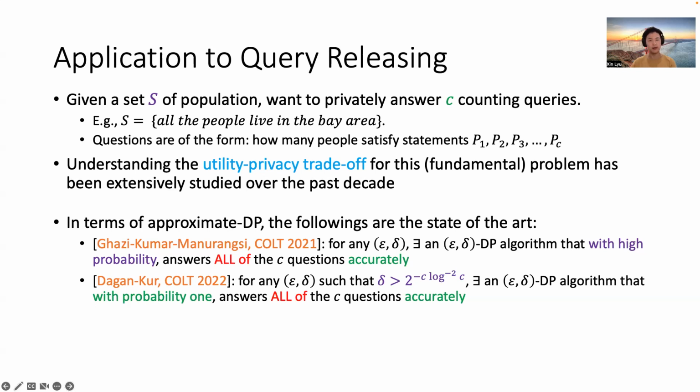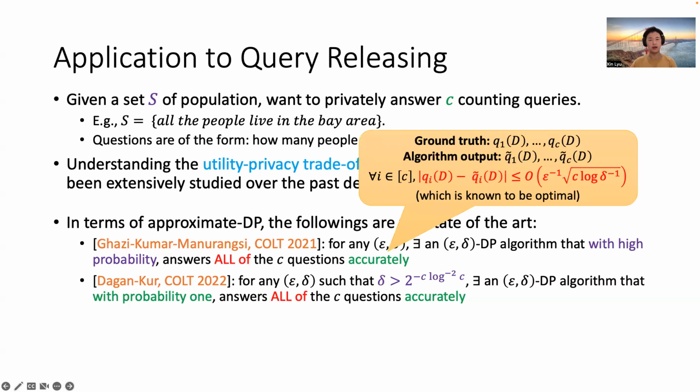Quantitatively, by accurate, I mean their algorithm outputs a quantity that is additively close to the ground truth, with an additive error of at most (1/ε) times the square root of C times log(1/δ). This additive error term is known to be optimal, namely there is a matching lower bound. A concurrent work by Dagan and Kur shows that, as long as there is a mild restriction on the delta parameter, they can come up with an (ε, δ)-DP algorithm that answers all of the C queries accurately with probability 1.